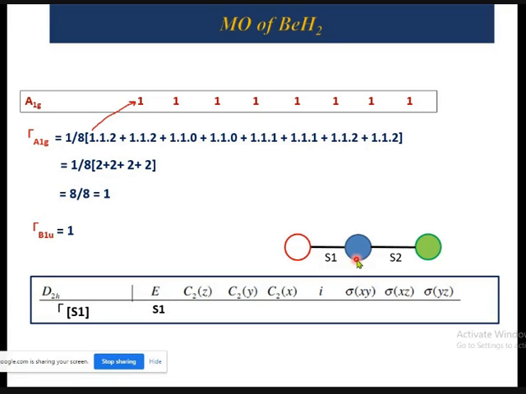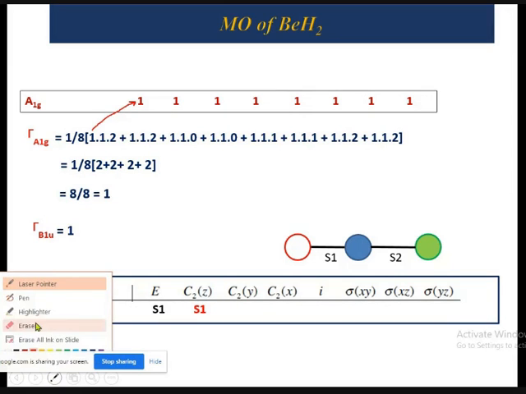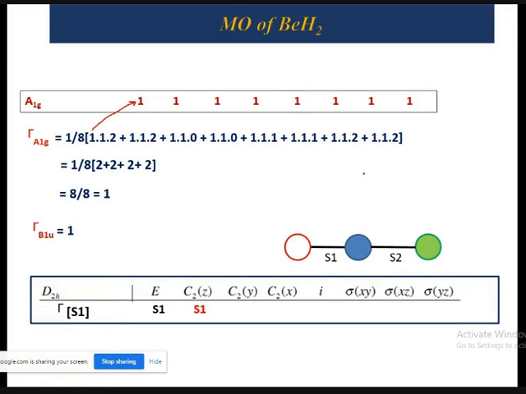Now, with respect to C2Z, remember, we have taken the Z axis in this direction, right? So what would happen? There will be no change. With respect to C2Y, right? Let us draw the axis for your convenience, actually. Otherwise, you will get confused.